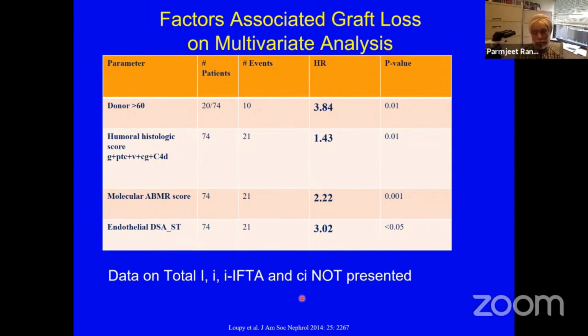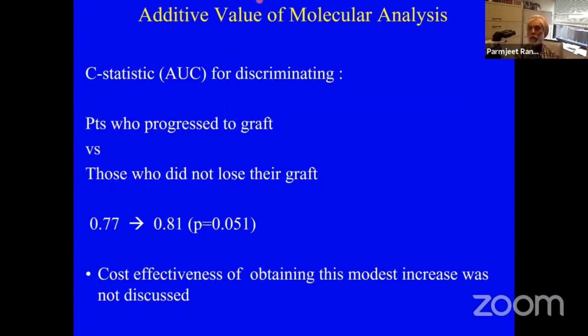So we ultimately need a combination of histology and molecular diagnostics to get the best prognostic indices for our patients. And the additive value of this molecular analysis was actually the AUC statistics increased from 0.77 to 0.81. So this was a modest increase. And we also have to think, especially in developing countries, what is the cost effectiveness of obtaining this modest increase with rather expensive tests?